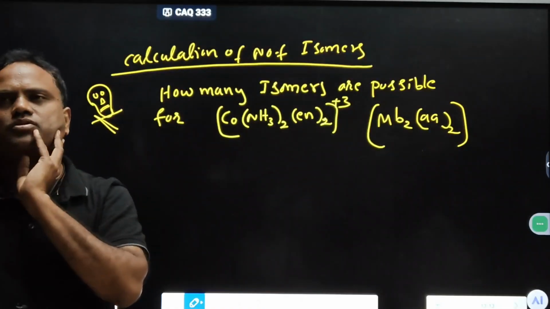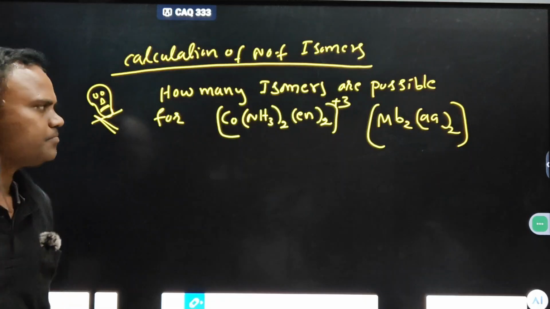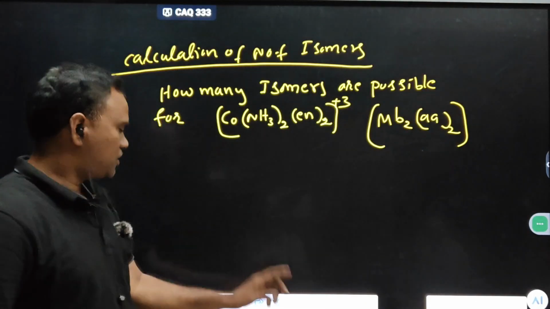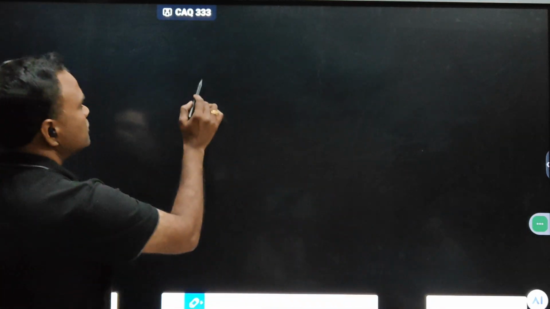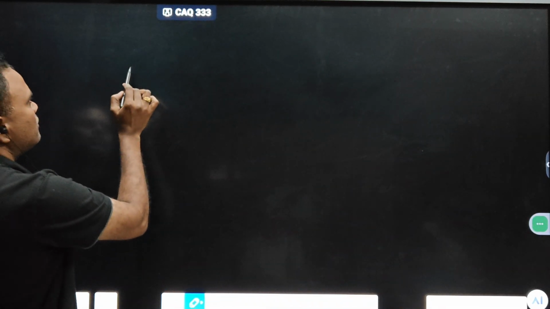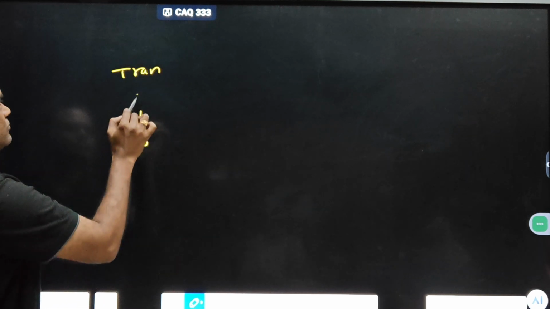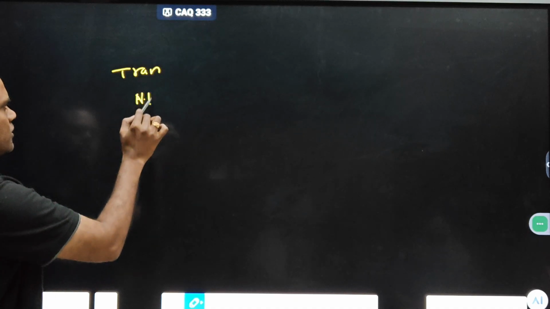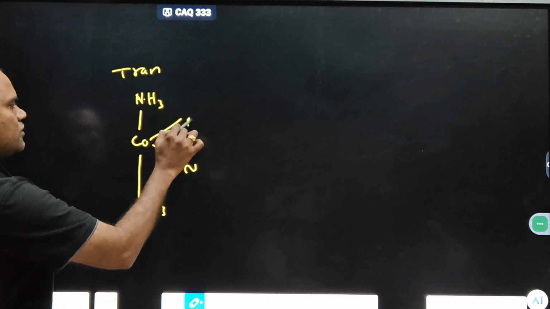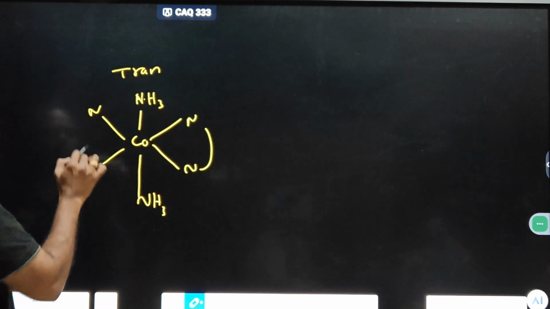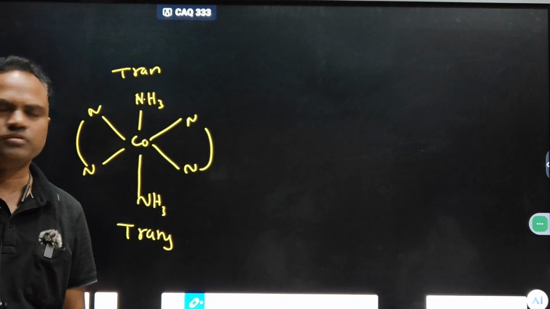Two optical isomers and one geometrical isomerism is possible. Let us see. Okay, first I give an important example only. Take that example. First I am writing the trans form. Trans. H2 over NH3, sorry, NH3. This is one ethylene diamine. This is one ethylene diamine. This is the trans form. Correct only, no?